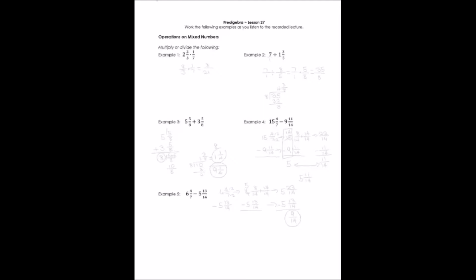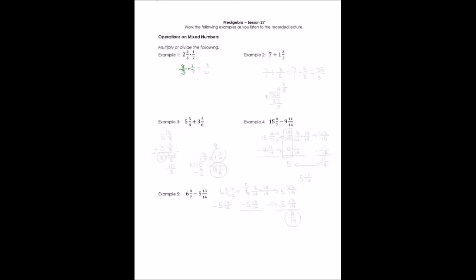In lesson 27, we want to multiply and divide some mixed numbers for the first two examples. Now, when we want to multiply or divide mixed numbers, we need to convert them to improper fractions. So let's do that first. For the first example, 2 2/3 would become 2 times 3, which is 6, plus 2, which is 8. 8 over 3 is my improper fraction, times 1 over 7.